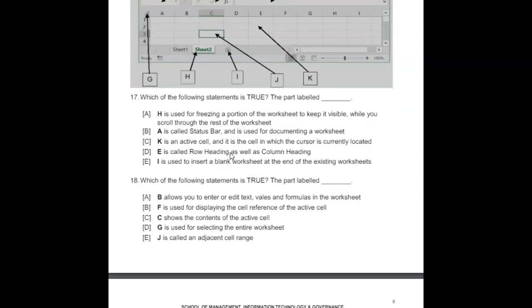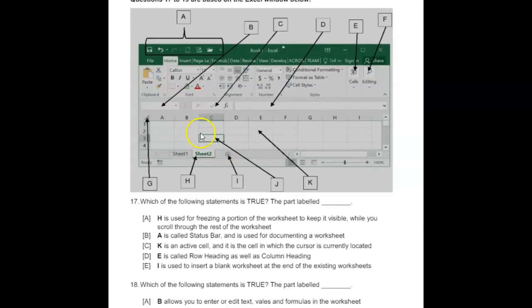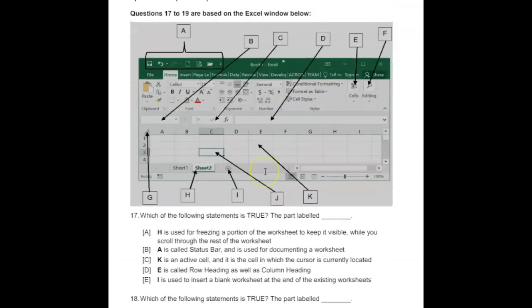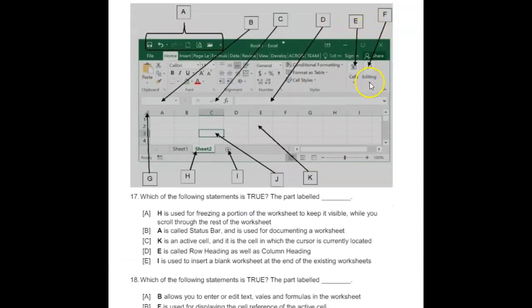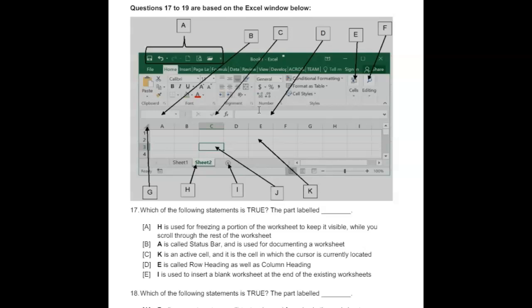The next one, which of the following is true? B allows you to edit text. That is false. It shows you the grid reference of the active cell. F is used to display the cell reference. That is false. D is used to display it. No, B is used to display the cell reference. C shows the contents of the active cell. That is false. D shows that.